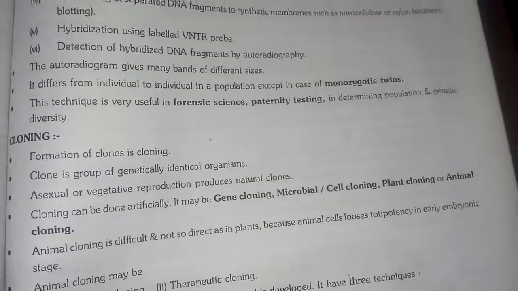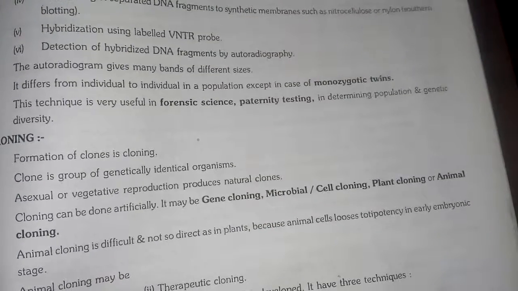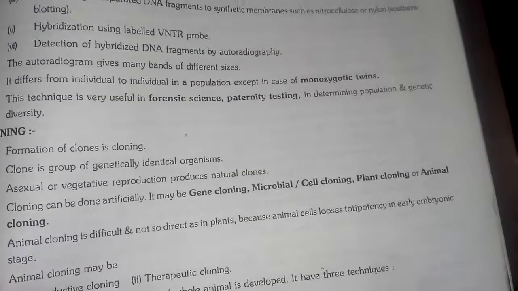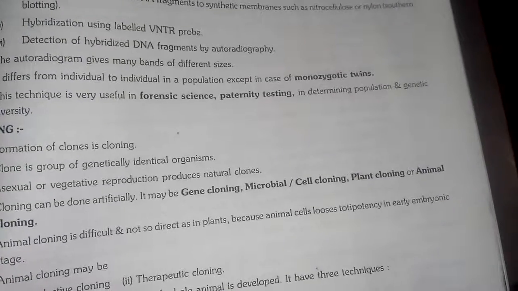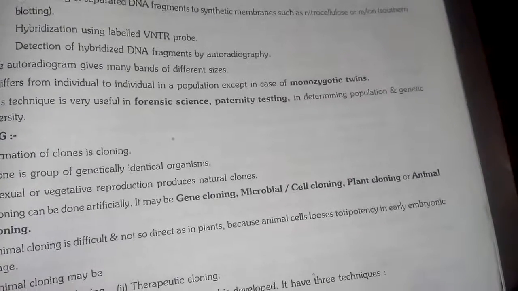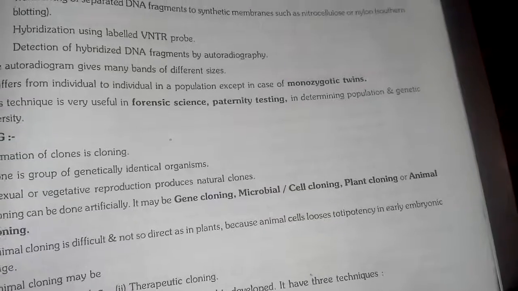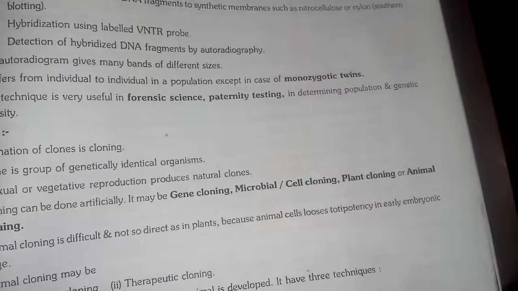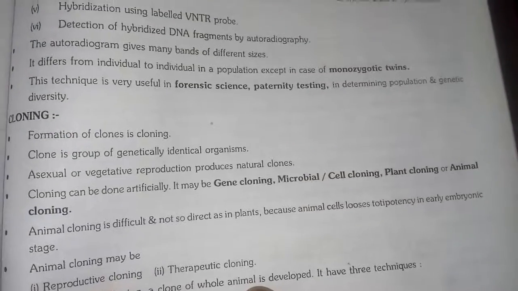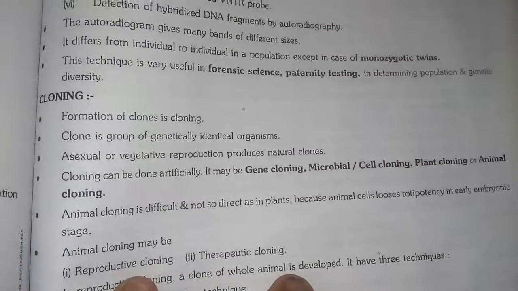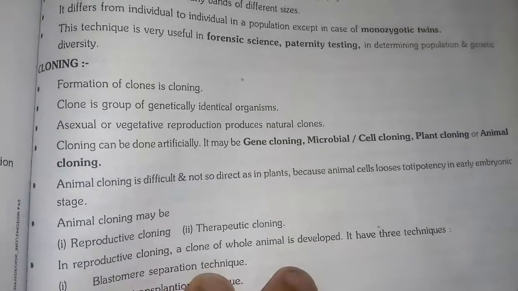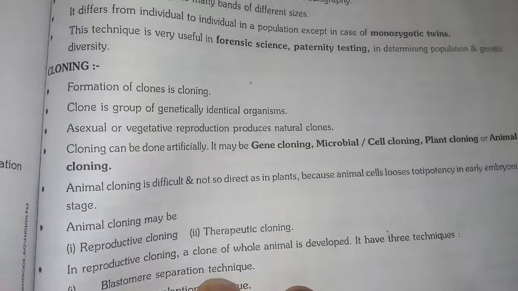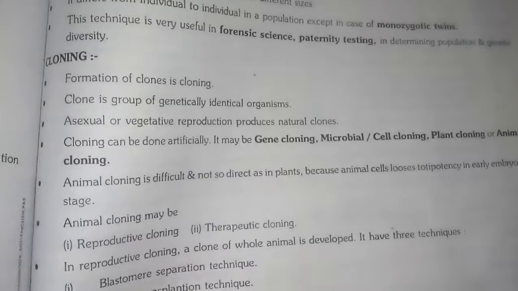Animal cloning is difficult and not as direct as in plants because animal cells lose totipotency in the early embryonic stage. Animal cloning may be reproductive cloning or therapeutic cloning.